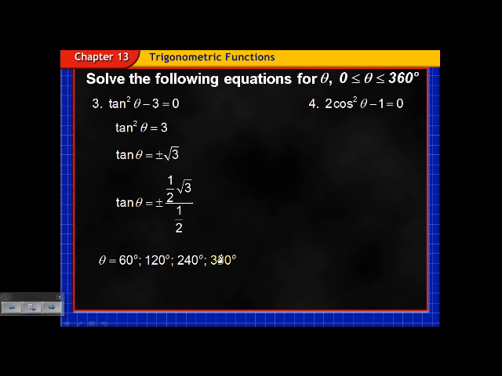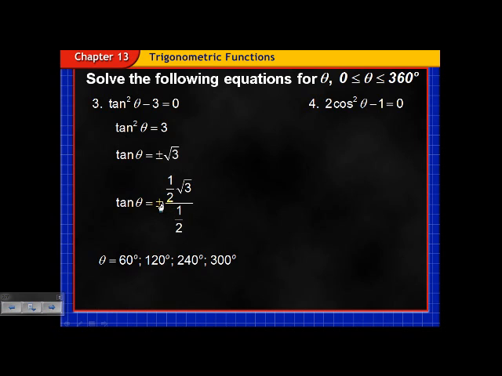Now notice this time we had 4 answers. Well, that's because of this plus or minus. We could have sine be positive and cosine be negative, sine be negative and cosine be positive, or we can have them both positive or both negative. This plus or minus means we can work in all 4 quadrants. So I literally just looked at where is y equal to 1/2 square root of 3 and x equal to a half all the way around my circle.